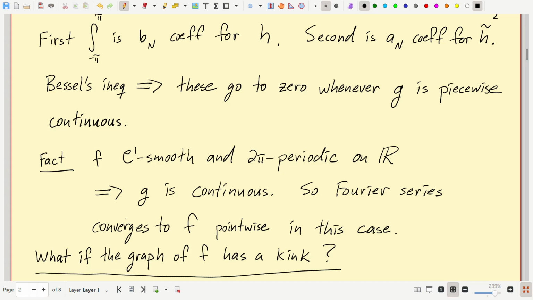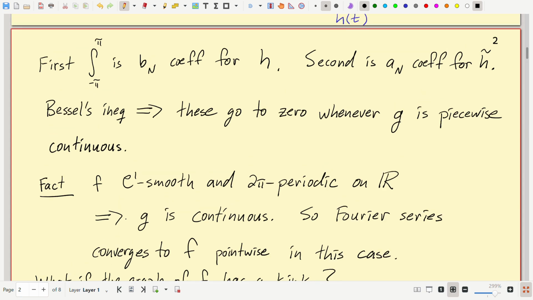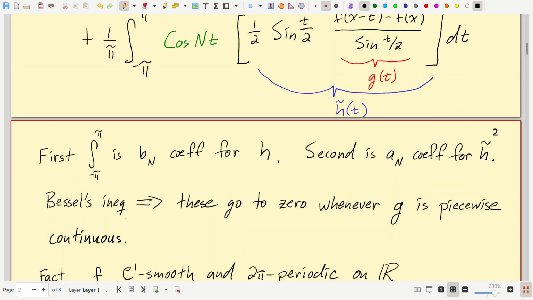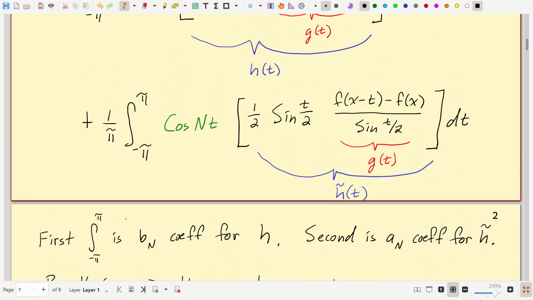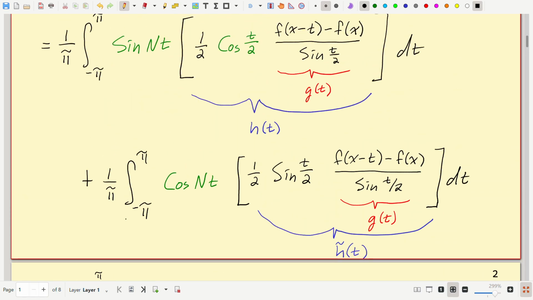Yeah? Should the first integral be the an coefficient because it's a sine term? There's a sine nt, and so that's what goes in the formula for the sine coefficient. And the cosine nt is what goes in the formula for the cosine coefficient. Anyway, multiplying inside the square brackets by the cosine t over 2 and the sine t over 2, those are infinitely differentiable, nice, smooth things. So it's strictly g that we're concerned about the smoothness of g.